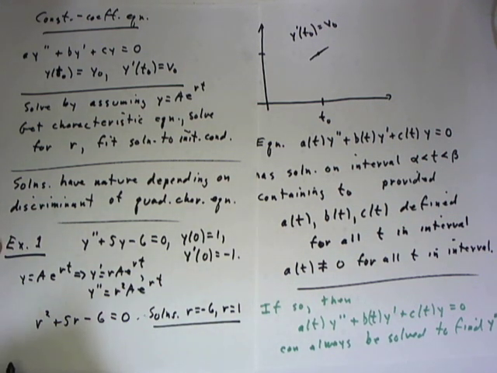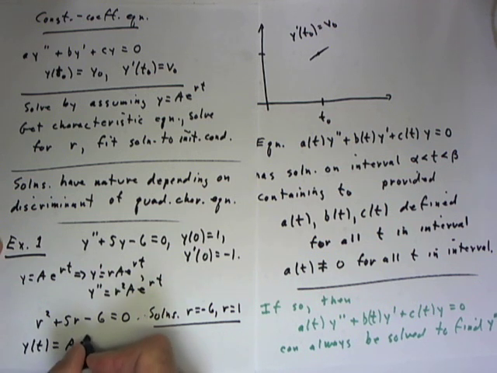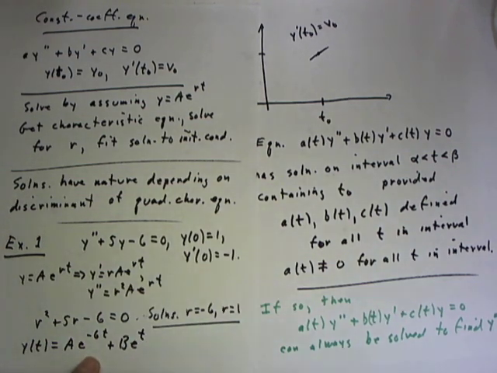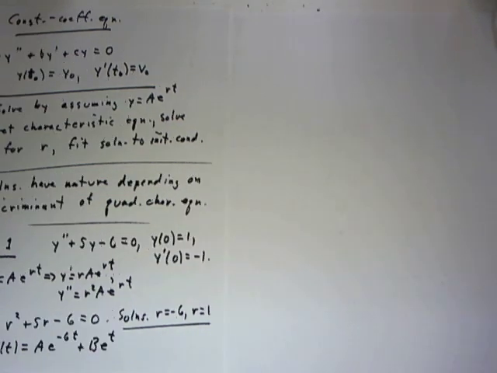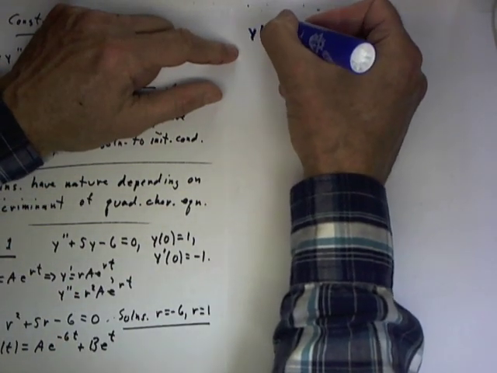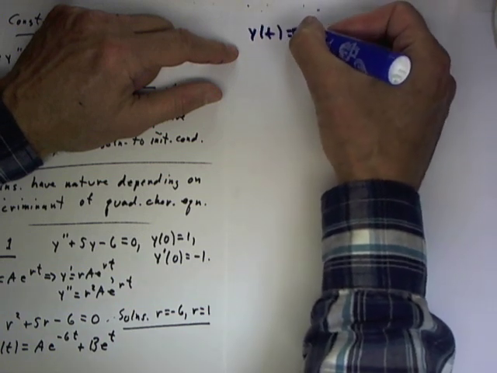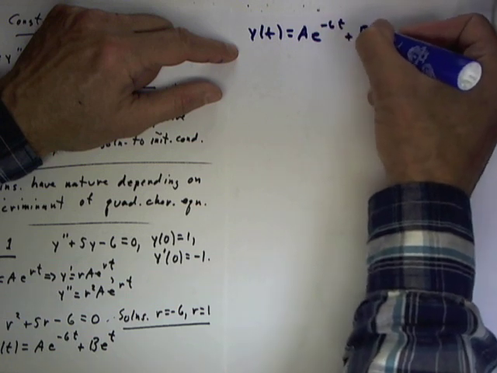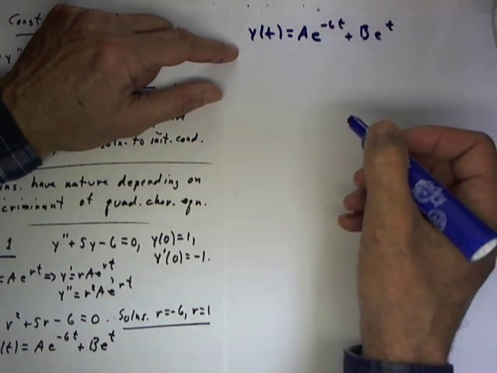This yields the general solution y of t equals a e to the negative 6t plus b e to the, well, for r equals 1 it's 1t, so we'll just call that b e to the t. Okay, we'll write that once more. y of t equals a e to the negative 6t plus b e to the t.